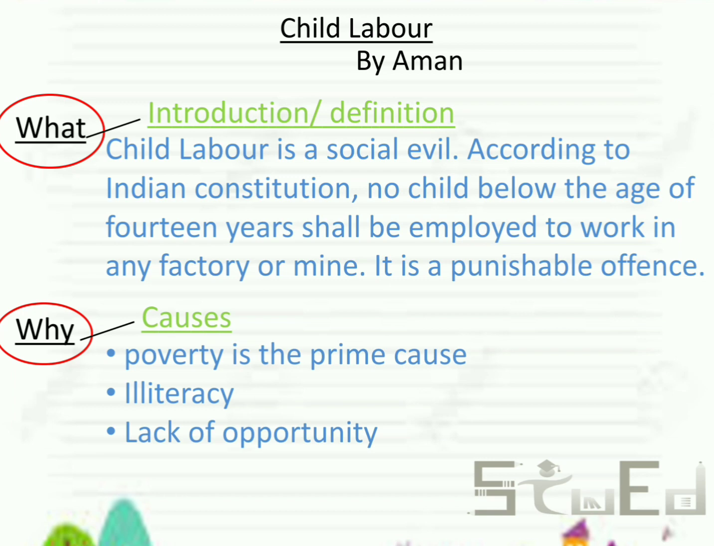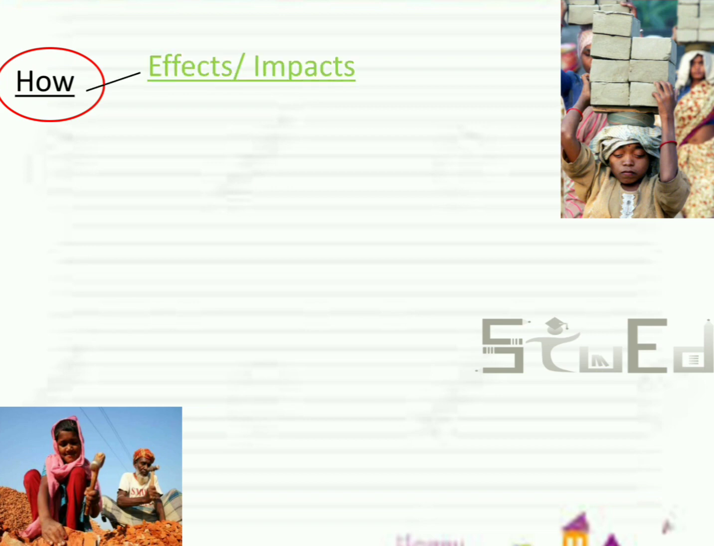Then we can write lack of opportunities, because as we know that in villages or the rural areas there are very less means. People over there get very less opportunities because of the distance we have between urban areas and the rural areas. Okay, next comes how, that how it is affecting the society or the people.